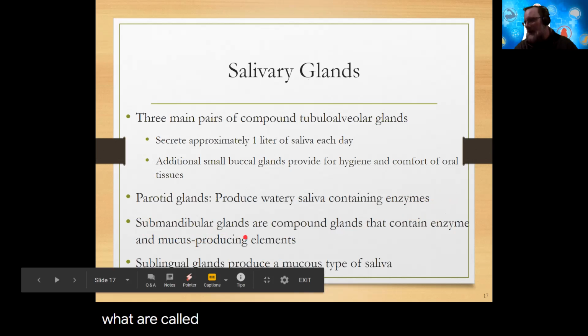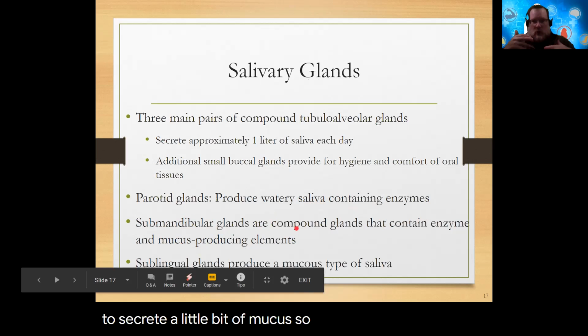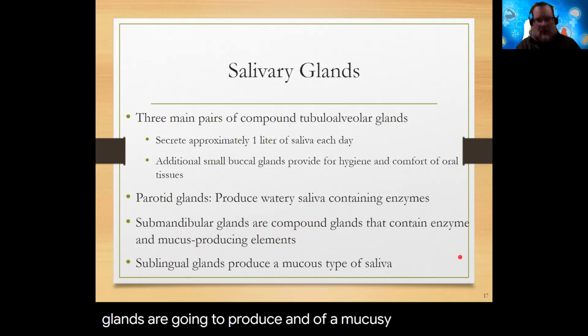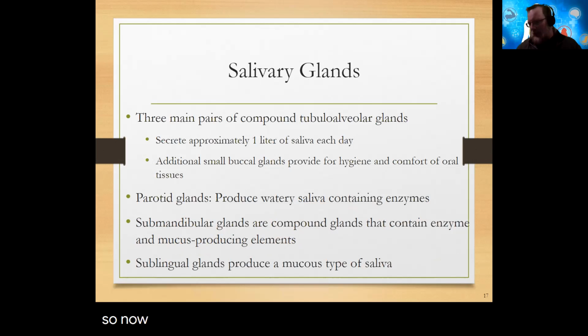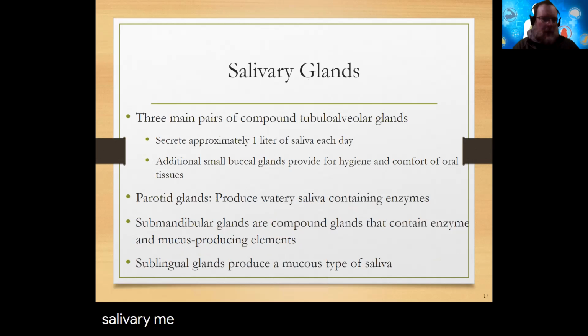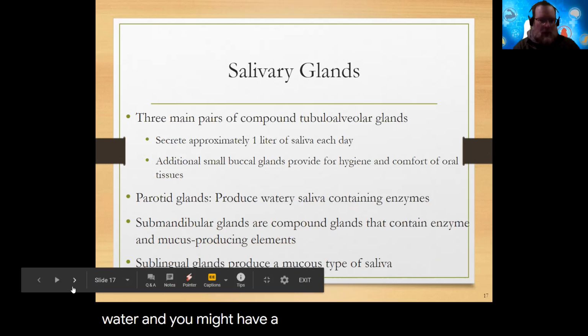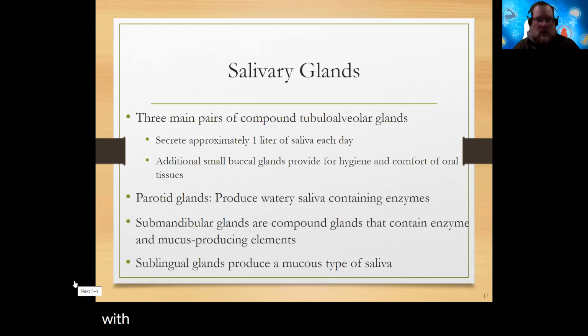We see what are called submandibular glands. Again, those are going to be right underneath the mandible. Those also are going to contain a little bit of amylase, but they're also going to secrete a little bit of mucus, so some of the lubrication aspects will come from there. And then the sublingual glands are going to produce kind of a mucousy type of saliva. So not really anything in the way of enzymes coming from the sublingual glands. They're more there to pump out the salivary medium, primarily going to be made up of water. And you might have a little bit of lipid in there with that mucus.